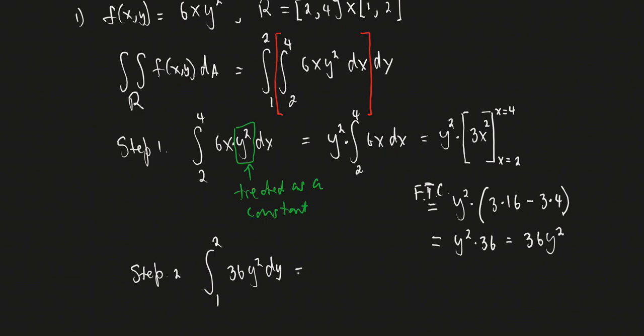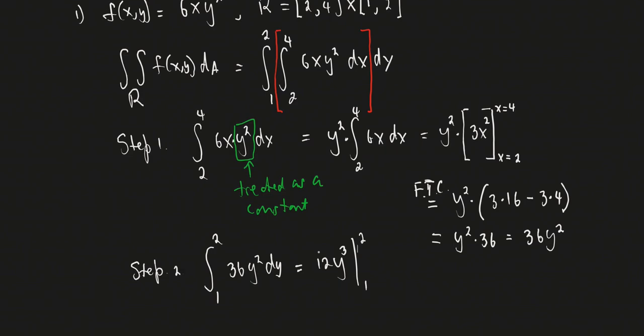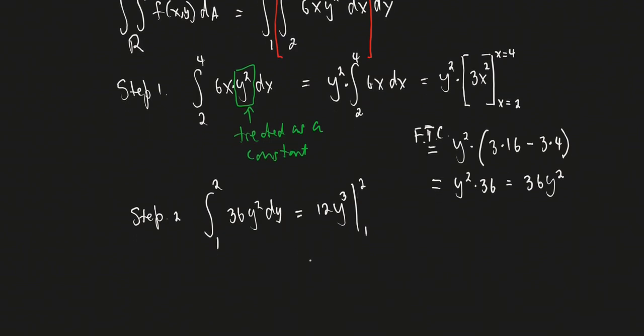So let's go ahead and find the antiderivative now with respect to y. So again, using our power rule for antiderivatives, we're going to end up having 12y cubed. And then we're going to evaluate that at 1 and at 2, again, using our FTC. So I'm not going to write the FTC all the time, right? Because it's going to be as natural as it has been up to this point.